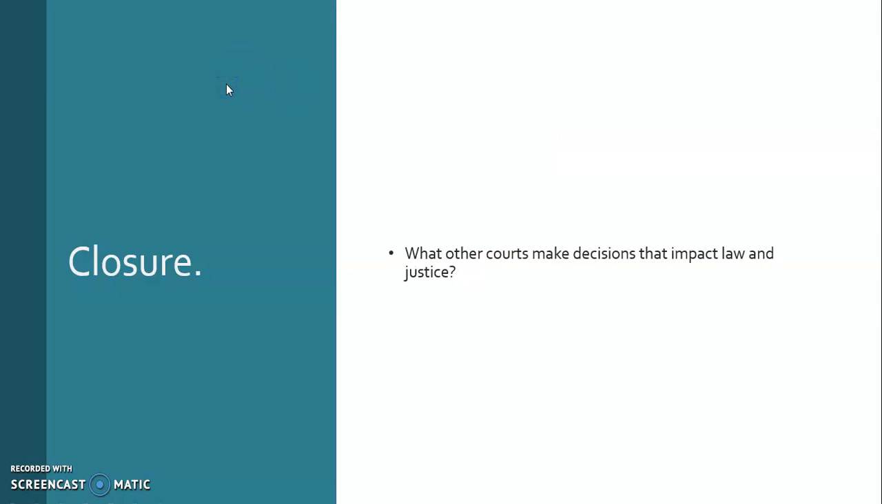Alright, so our closure. What other courts make decisions that impact law and justice? Think about the appellate court system, both the state level and the federal level. Think about the role of the Supreme Court, and also think about the role of international courts and tribal courts as well. That'll help you answer your questions.